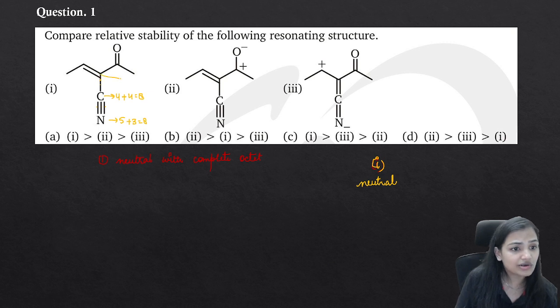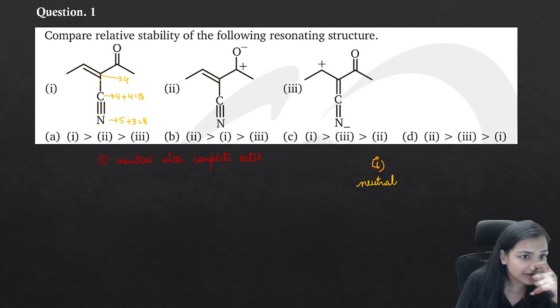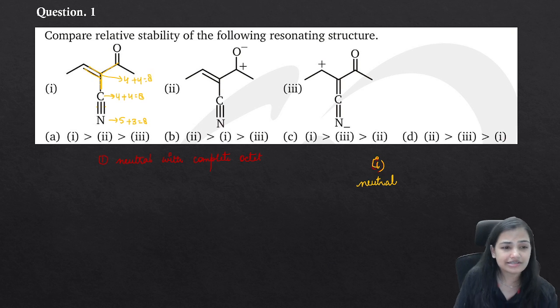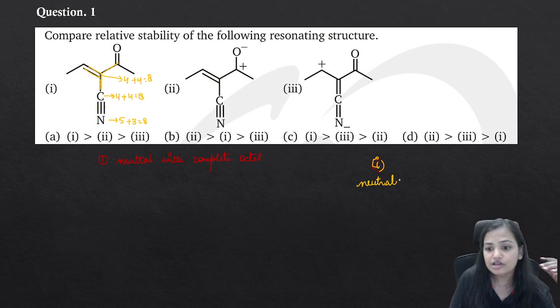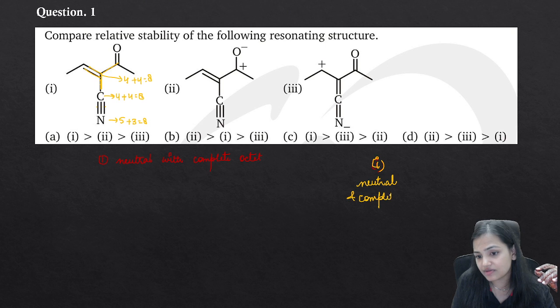Of course, here also, if I look at this particular carbon, it has 4 valence shell electrons, forming 1, 2, 3 bonds, and one bond will also be with this carbon, forming 4 bonds. So 4 plus 4 is going to be 8. Yes, every atom is complete in its octet. So it is neutral and has a complete octet. That's why the first is going to be the most stable.